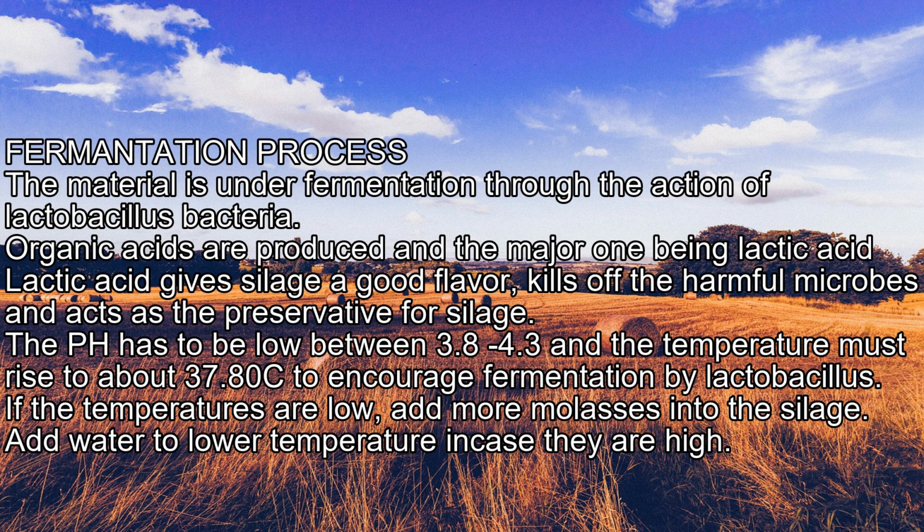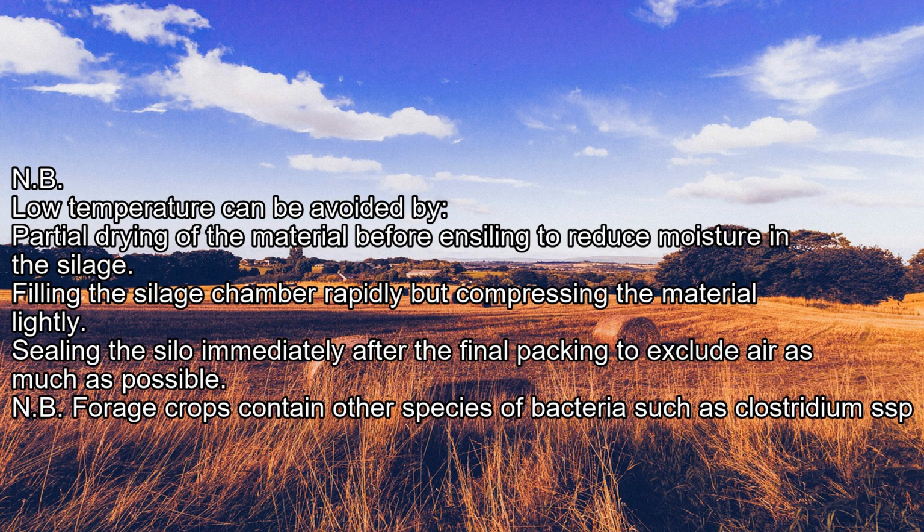The pH has to be low, between 3.8 - 4.3, and the temperature must rise to about 37.8°C to encourage fermentation by lactobacillus. If the temperatures are low, add more molasses into the silage. Add water to lower the temperature in case it is high. NB. Low temperature can be avoided by partial drying of the material before ensiling to reduce moisture in the silage.